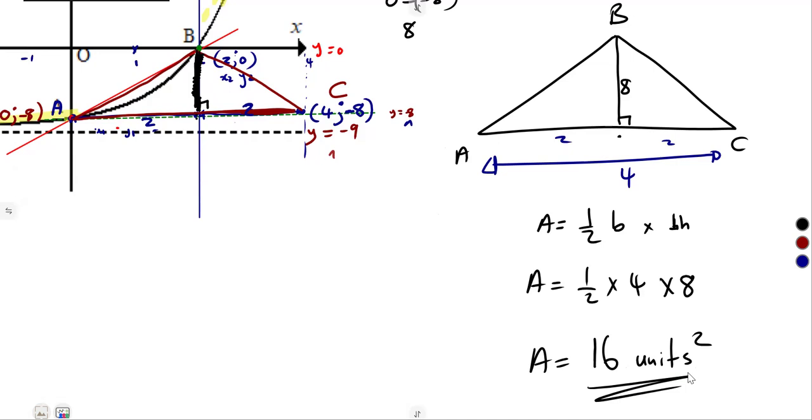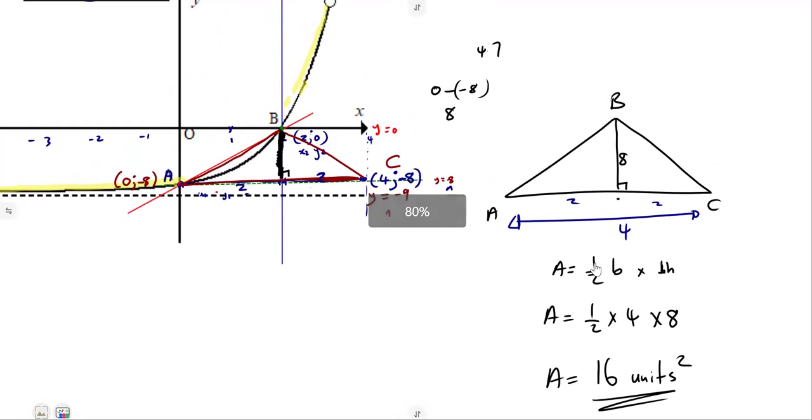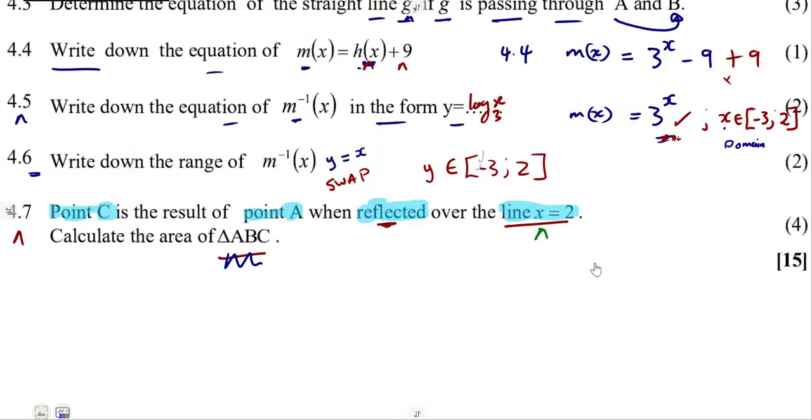So you see, guys, they play around with you. You understand the area, but when you're given it as part of these functions, can you locate that area? The transformation concept: the point was reflected. All that you must understand. All right, so that was question 4, having 15 marks at the end.